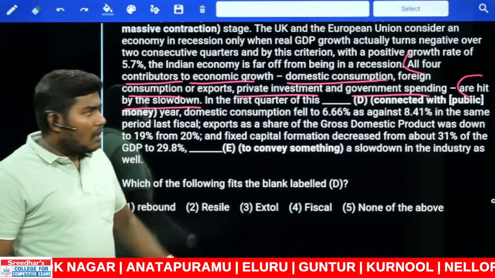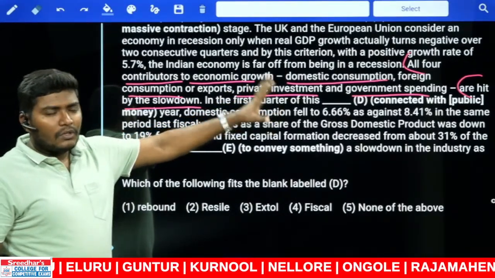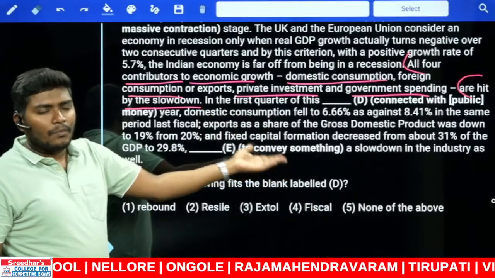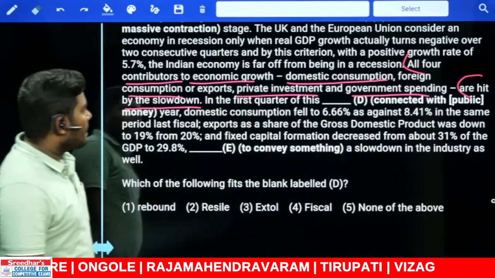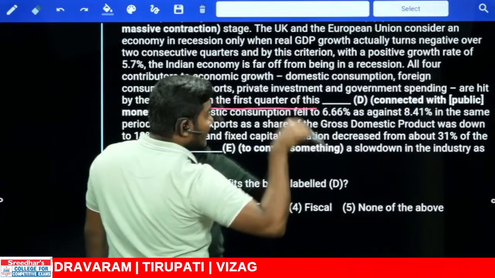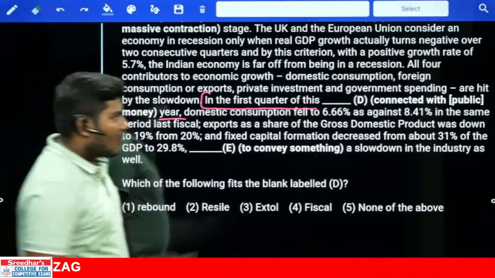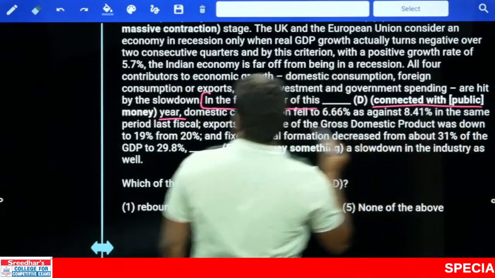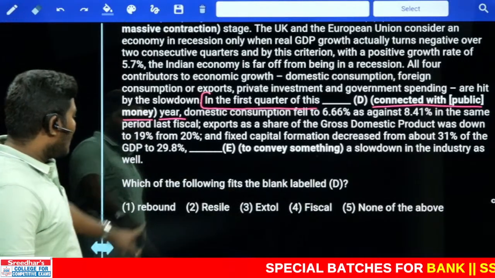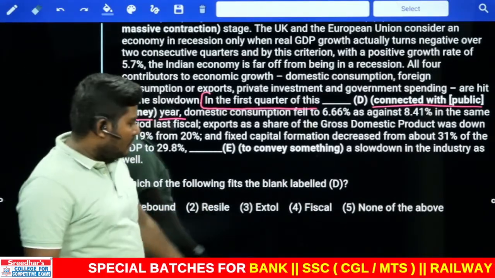The growth is going down, and these four types of contributors to economic growth are all hit. That means they got damaged. They are not even producing a proper amount of economy here. Now, in the continuation, what is the word given? In the first quarter of this year, what is the word given here? Connected with public money. Simple word, right? Look at the words. What are the words given? Rebound. Next word is resile. Next word, extol. Next word, fiscal.